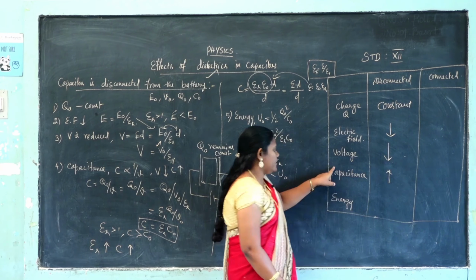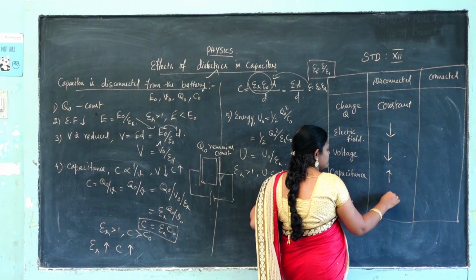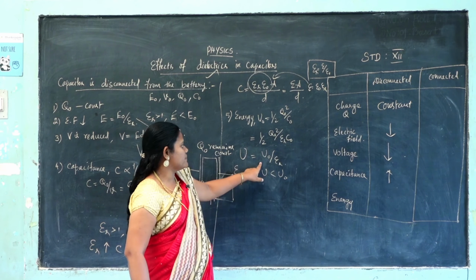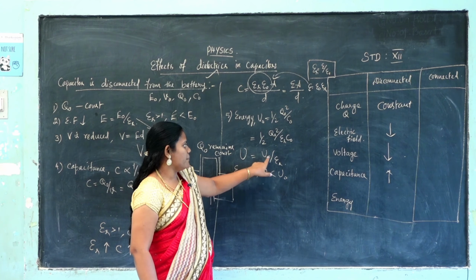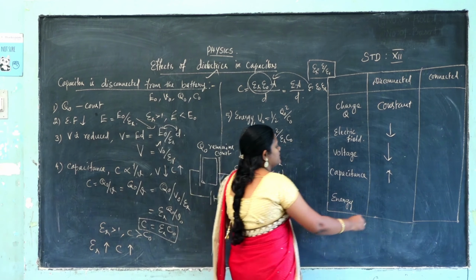Okay. Then will the energy increase or decrease? Will the energy decrease or increase, ma? Final energy is the initial energy divided by epsilon r, so the relative permittivity will decrease it. So the energy will decrease.